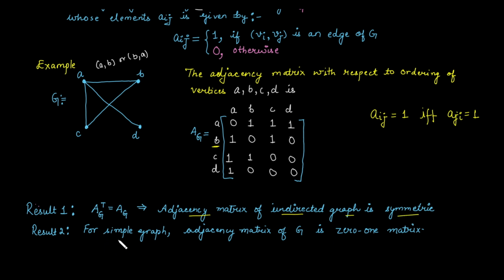Result 2 says that for a simple graph, if the graph is simple, no self loop is there, means there is no edge that starts and ends at the same vertex. It means the diagonal entries are 0. Moreover, you can observe that for a simple graph, the adjacency matrix is a 0, 1 matrix.